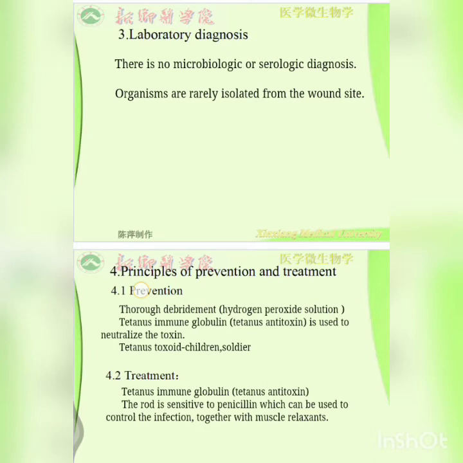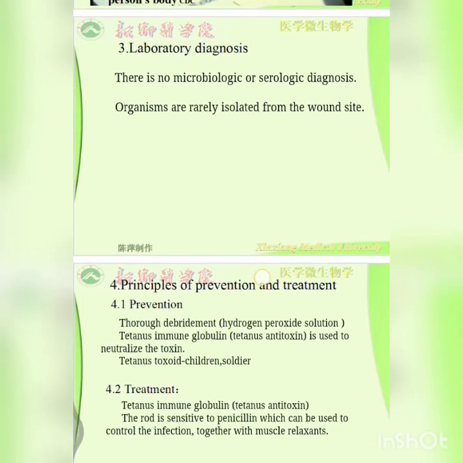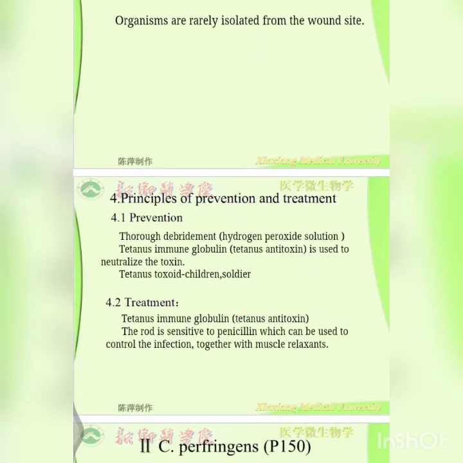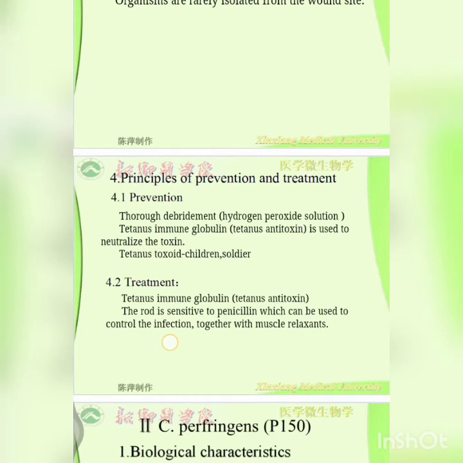So the mechanism of disease development: first, the wound is contaminated by the spores, which germinate and multiply. Next, production of the neurotoxin, tetanospasmin, and maybe tetanolysin. Next, the toxin reaches the central nervous system through the nerves and fixes to the gangliosides in the gray matter and blocks the synaptic inhibition in the spinal cord. This causes uncontrolled spread of the impulse in the central nervous system, resulting in muscle rigidity and also causing spasms. For laboratory diagnosis, there is no microbiological or serological test; only the organism is isolated from the wound site.